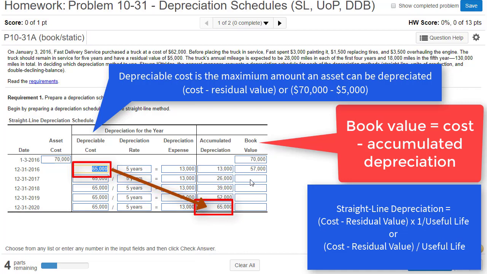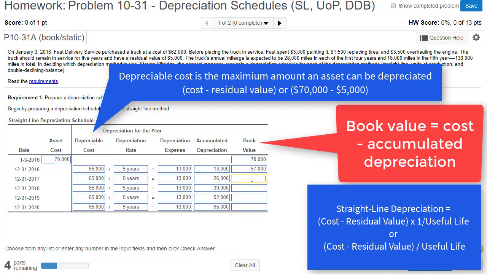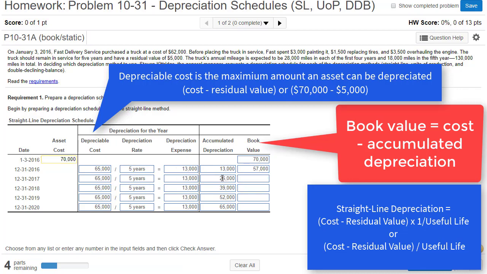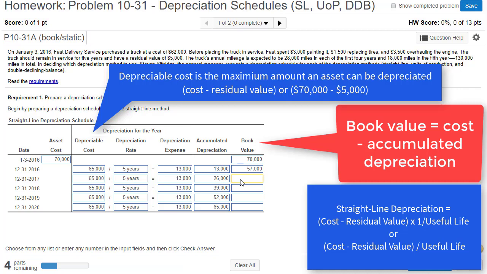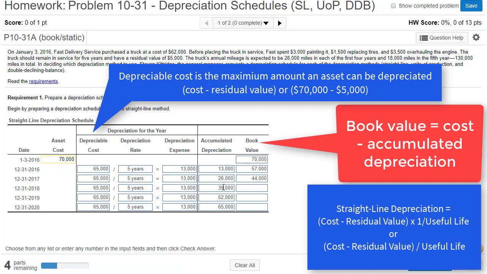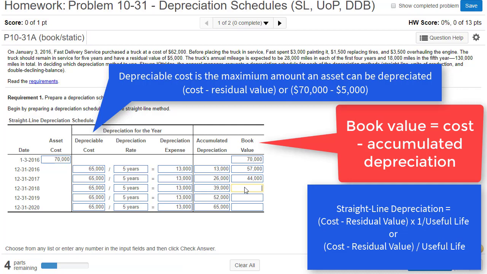Then the last thing we need to do is fill out our column for book value. The book value, remember, is the cost, 70,000, minus accumulated depreciation of 26,000, and that gives us 44,000. Another way to calculate this is that it just decreases by the amount of depreciation each period. But I'll do it the technical way we calculate book value, which is cost, 70,000, minus our accumulated depreciation of 39,000, which gives us 31,000.